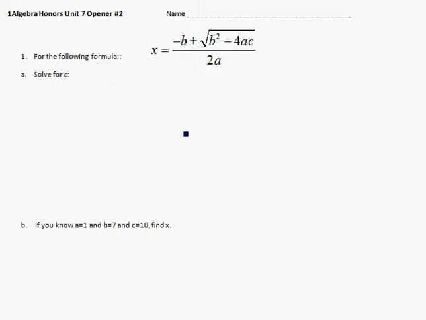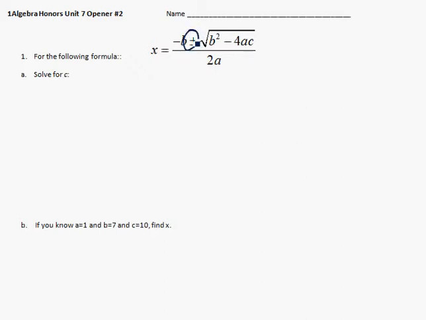In Unit 7, Opener number 2, we're going to spend a little bit more time focusing on formulas. This formula here is one that you might recognize. It's one of my favorites, and it's called the quadratic formula. The way that you read it is x equals opposite b plus or minus the square root of b squared minus 4ac all over 2a.